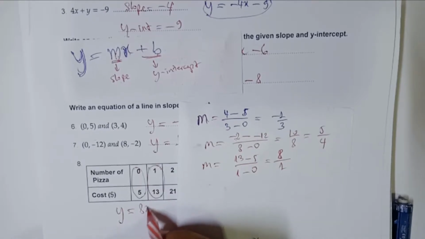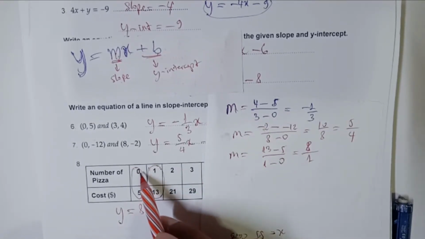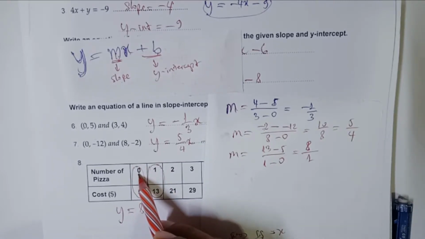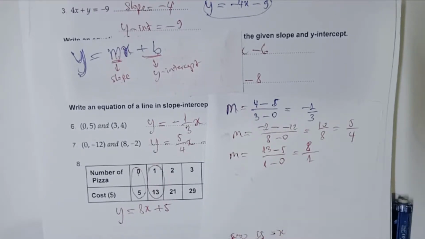So 8x. To find b, the y-intercept, look at the point that has x becomes 0. So in this case, x is 0 and y is 5, plus 5. So as simple as that.